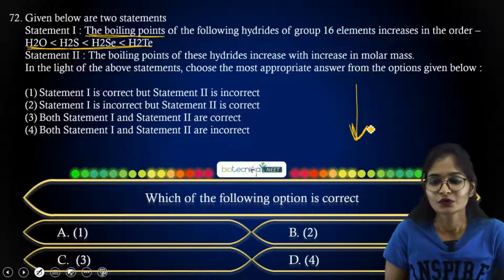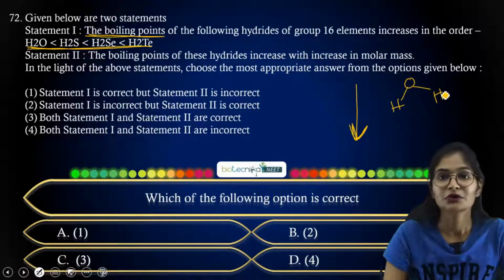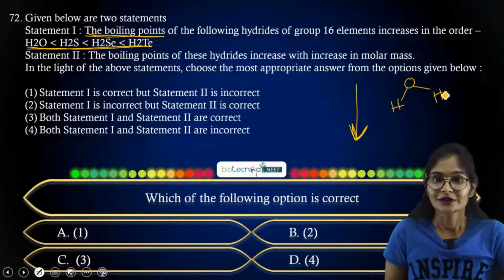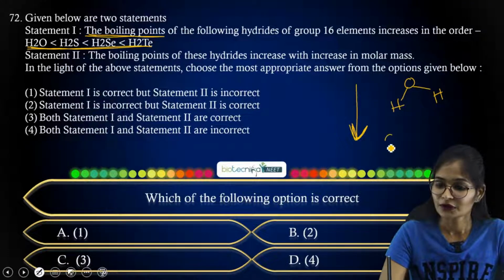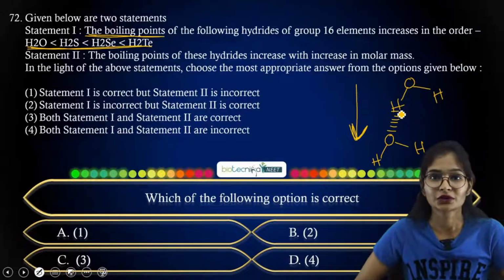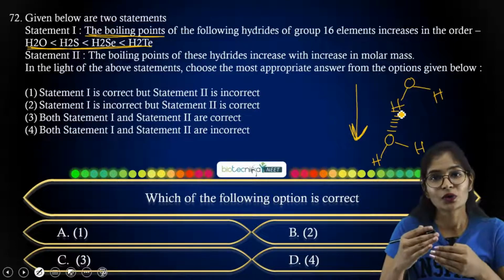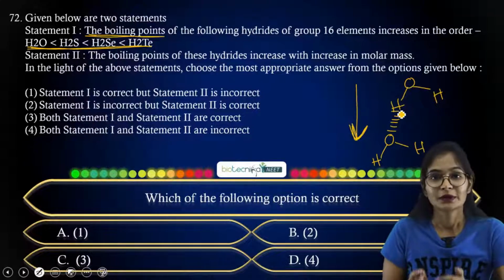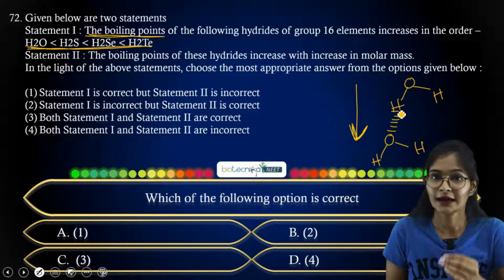But in the case of group 16, the water molecule is involved in hydrogen bonding. That's why its boiling point is higher. Hydrogen bonding is an intermolecular force of attraction which holds two water molecules to each other, so some amount of energy must be needed in order to break that bond.